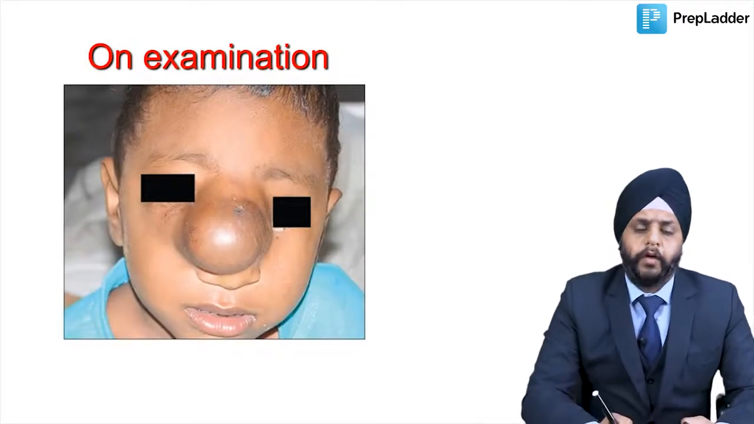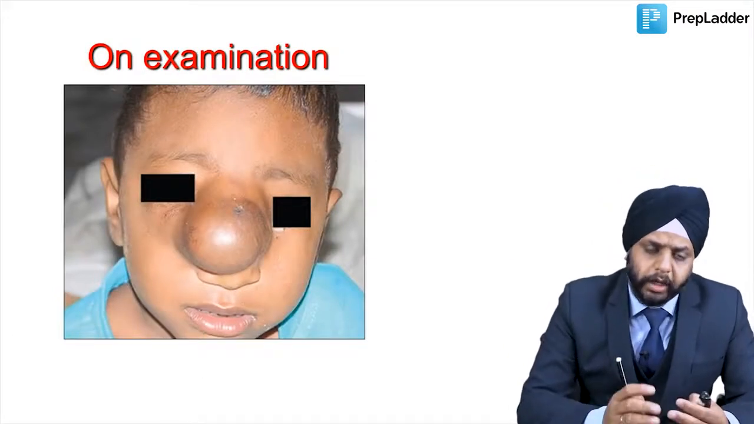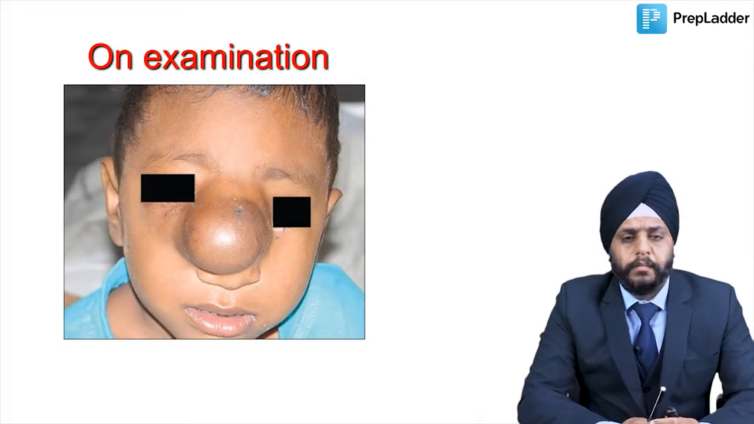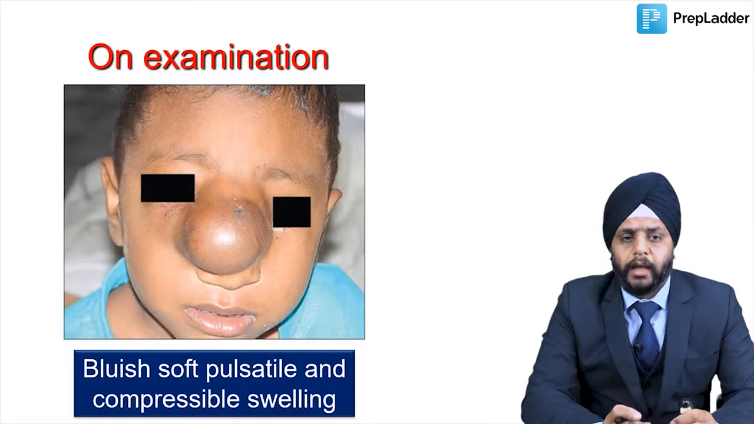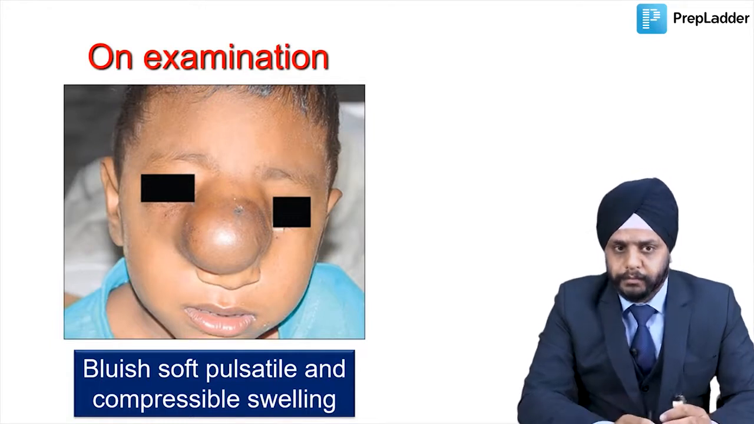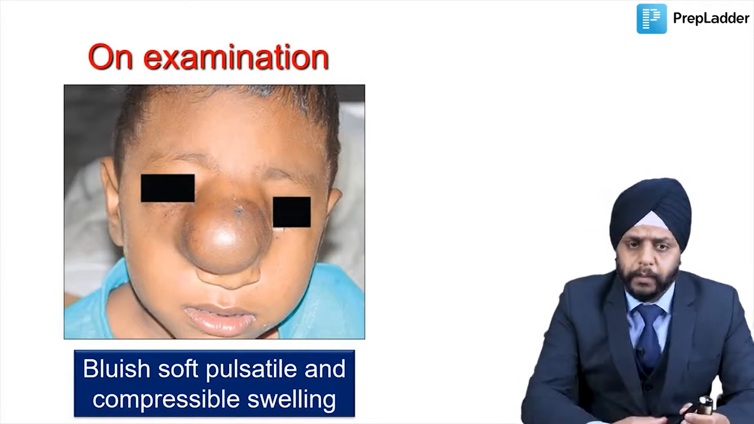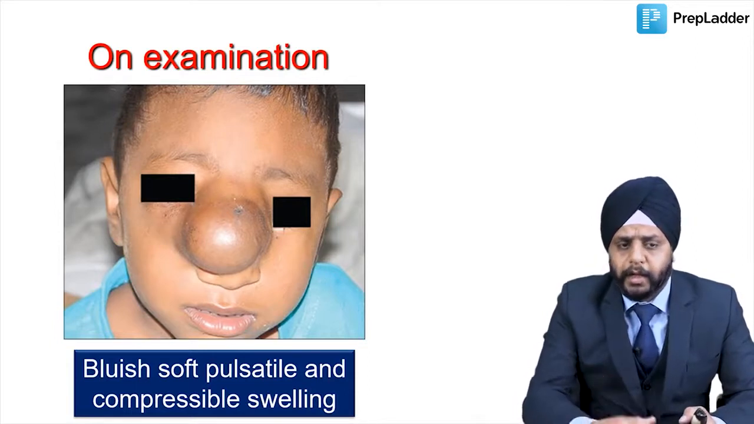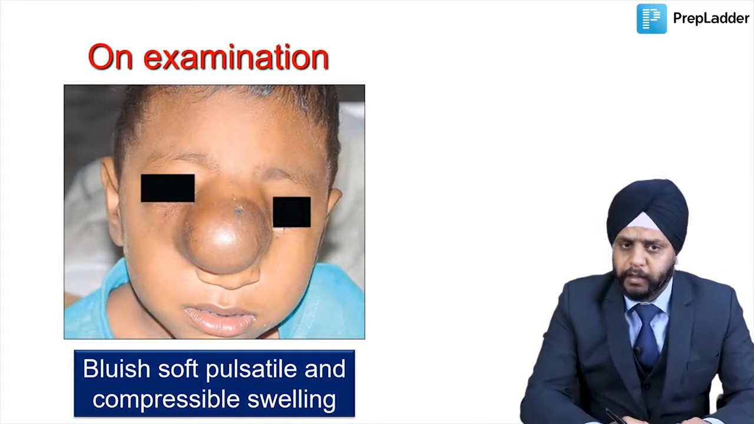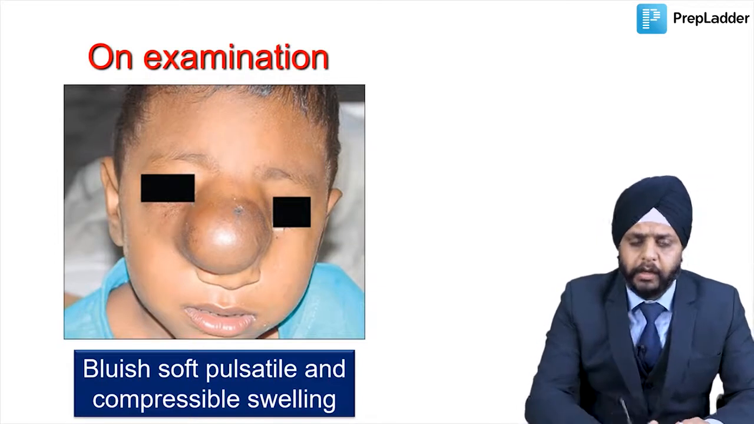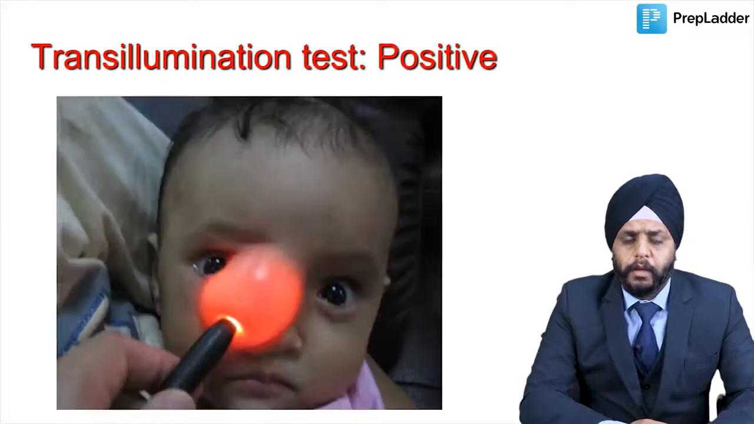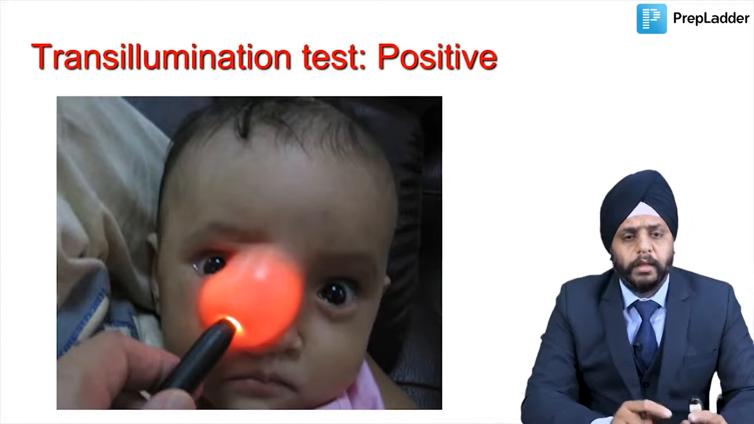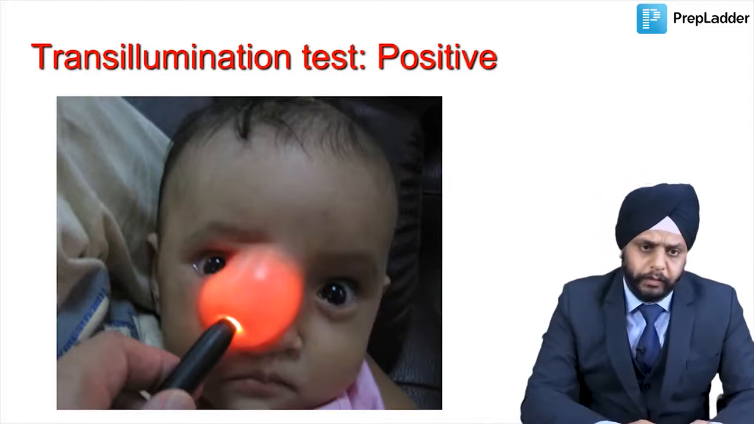Now, what will you find on examination? You can see that there is a mass over here. This is a bluish, soft, pulsatile and compressible swelling. Because the brain has a blood supply, it is a pulsatile mass, it is a compressible swelling, right? You can press it because it is in communication with the brain. Now, if you do a trans-illumination test, it is positive. So remember, the trans-illumination test is positive.